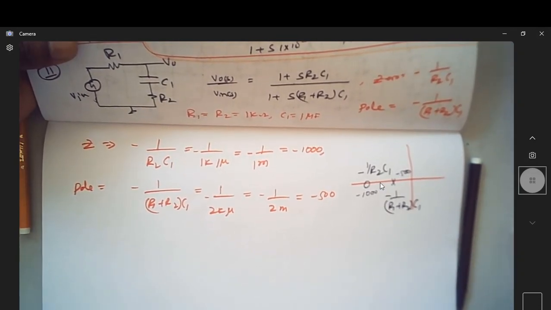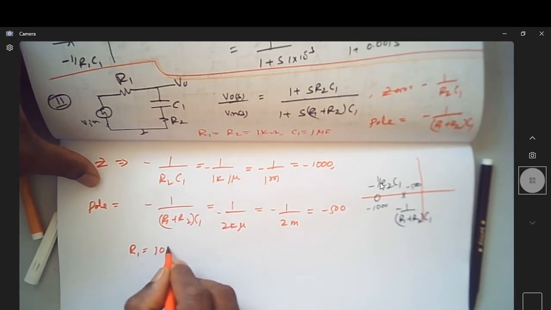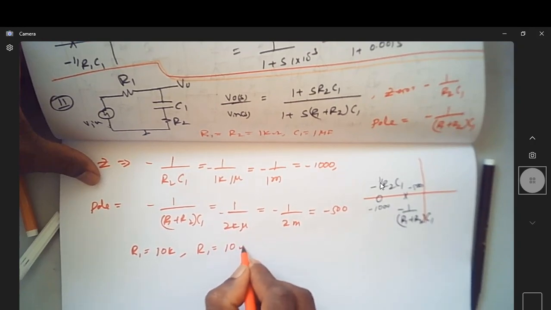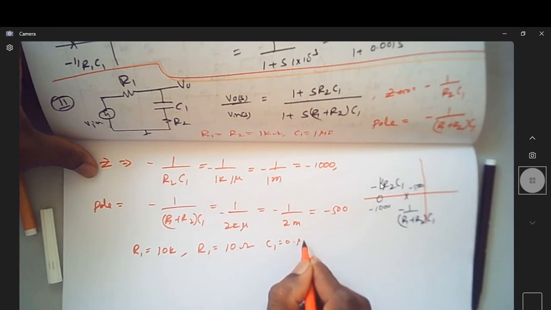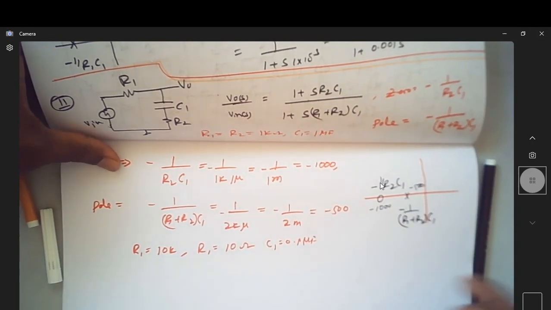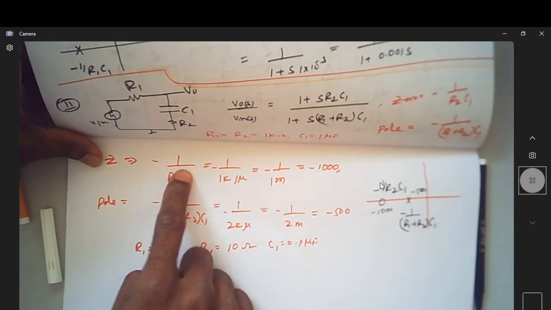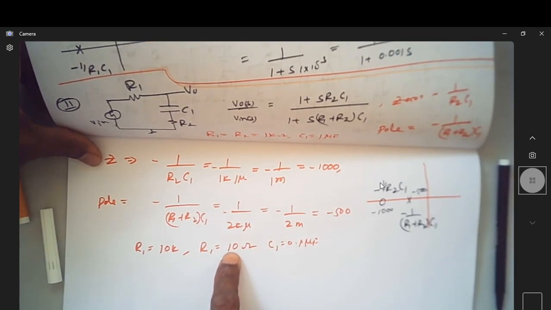You can just try R1 equal to maybe around 10k, and keep R2 as whatever, 10 ohm. Put the value of C1 as 0.1 microfarad. So you'll get whatever. You can just test it for this. You can typically substitute those values, find out what this is, and verify it using MATLAB also. So this is 10 into 0.1 micro.